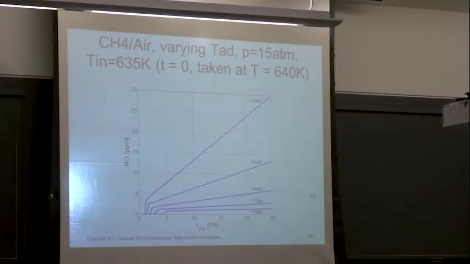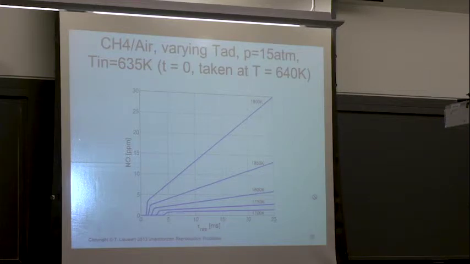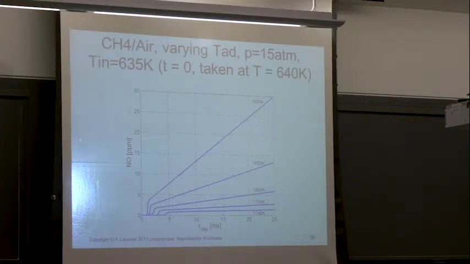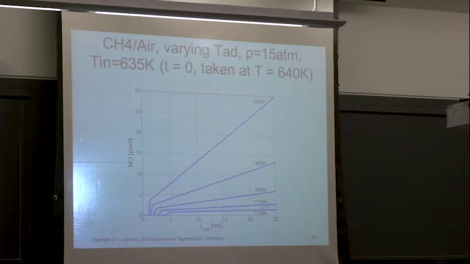And this just demonstrates the same basic idea. This is a plot from Chemkin showing NOx formation rates at 15 atmospheres and an inlet temperature of 635 K. This shows NO in parts per million as a function of residence time. And this is at different fuel air ratios to give you different adiabatic flame temperatures. So 1700, 1750, 1800, 1850, 1900.